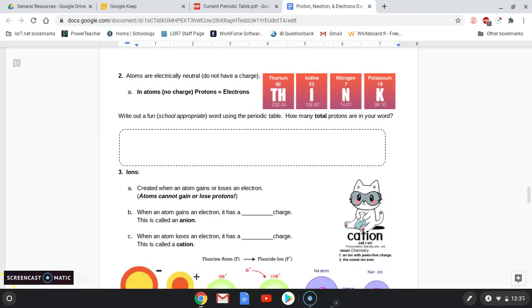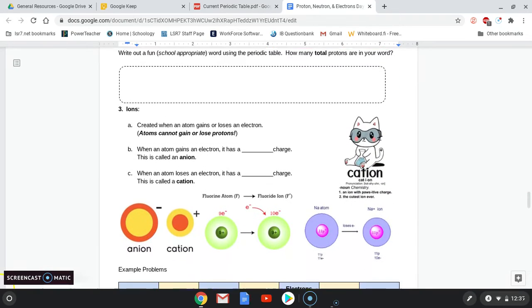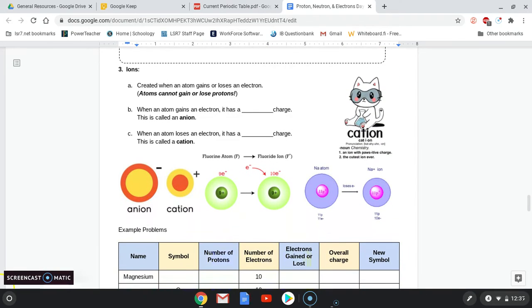All right. So anyway, just kind of a fun thing. Obviously, a little more fun if we're in school, so I can see everybody's. But it's kind of a cool thing. So, all right, let's take a look at ions here.